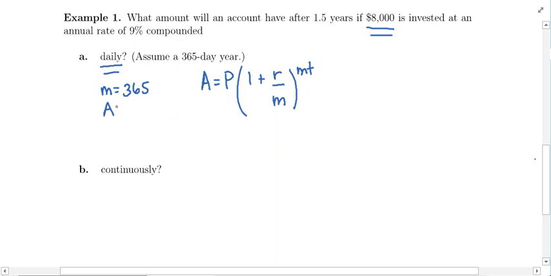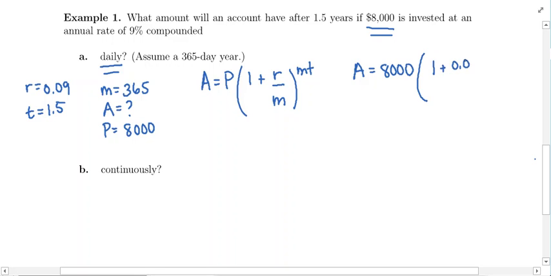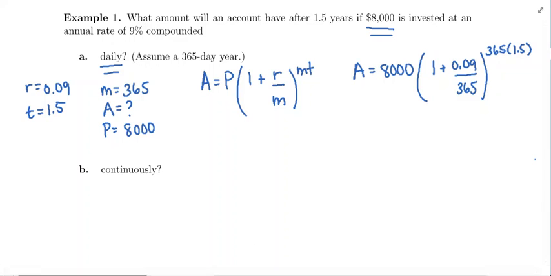We are looking for our account balance after 1.5 years. P is the amount of the original deposit, so that's $8,000. R is the interest rate. I'm going to take my 9% and convert it to a decimal. And then T is time, so that's 1.5 years. So let's go ahead and plug all of this in. We're going to get 8,000 times 1 plus 0.09 divided by 365, raised to the 365 times 1.5. All right, so let's go figure out our account balance if the interest is compounded daily.